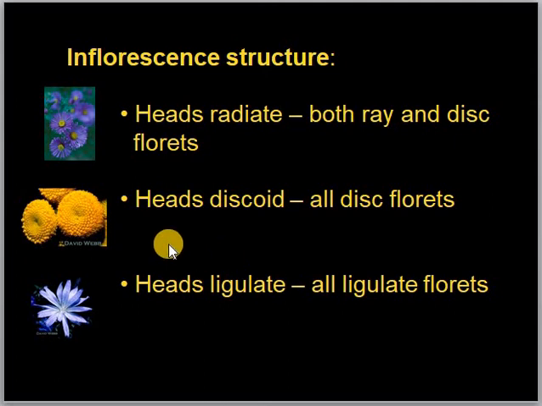The inflorescence structure is of different types. One is called radiate heads. Radiate heads means these flowers have both ray floret and disc floret. The radiate heads are beautiful. Sunflower, if you look, is a radiate flower. So these radiate flowers make the flower more colorful since they have ray florets. So radiate heads have both ray and disc floret. At the same time, the discoid heads don't have ray florets but only disc florets.